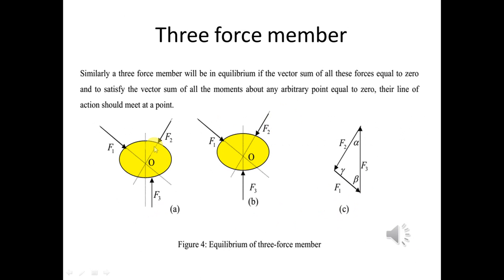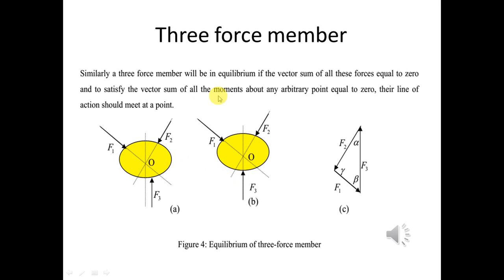And one more example is given of a 3-force member. Though F1 and F2 meet at a point O, the force F3 doesn't meet at a common point. This point is called the point of concurrency. Whereas in figure B, this object will be in a state of static equilibrium. The reason is F1, F2 and F3 meet at a common point.